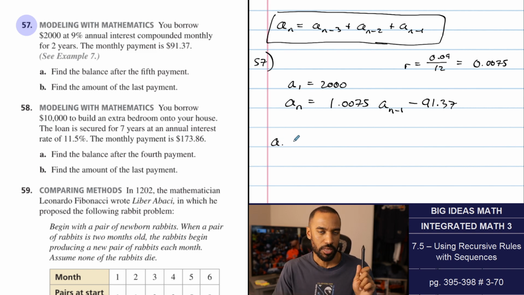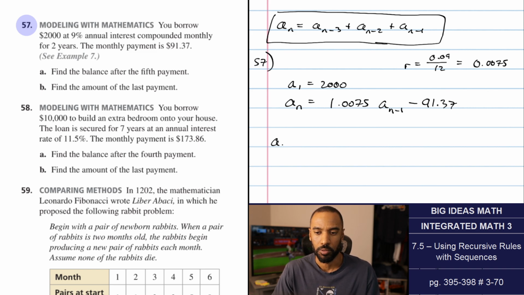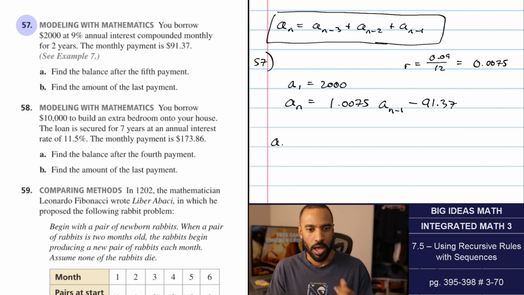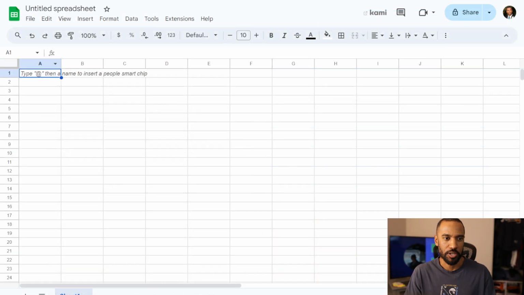I'm going to do a spreadsheet thing. Give me 1 second. I'll pull this up on Google Sheets. Okay, so I pulled up a spreadsheet. Now let me find it. Okay, I pulled up a spreadsheet.